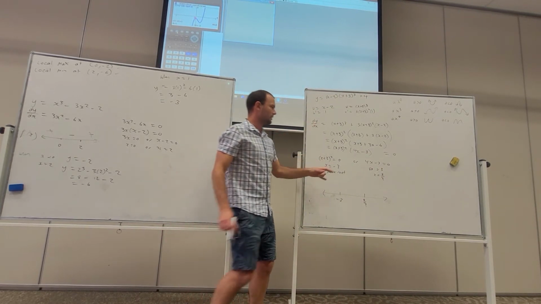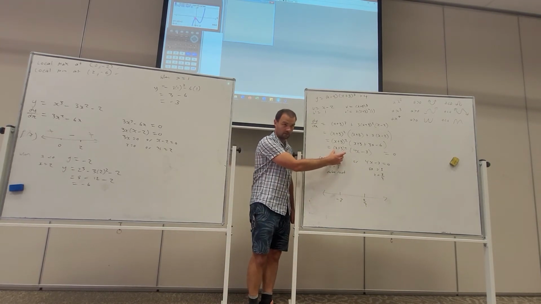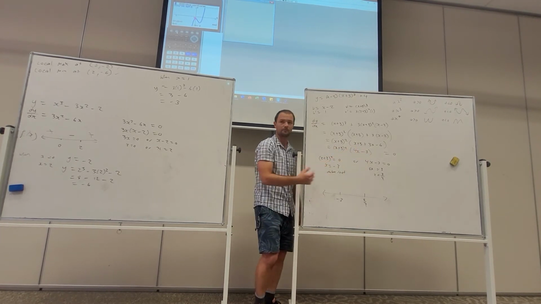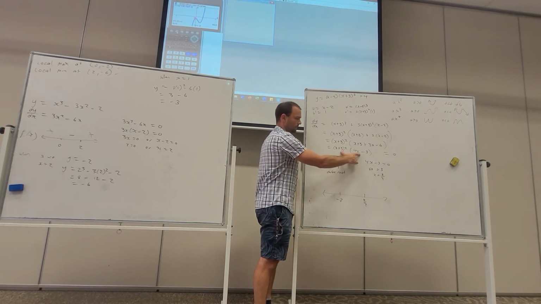So what are we up to? We've got this as our derivative function here, and it's a cubic, because we have a squared factor multiplied by a linear factor. If you were to fully expand this, the highest degree is going to be x to the power of 3.